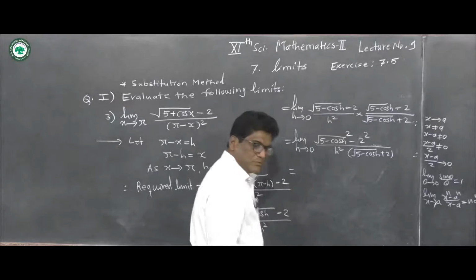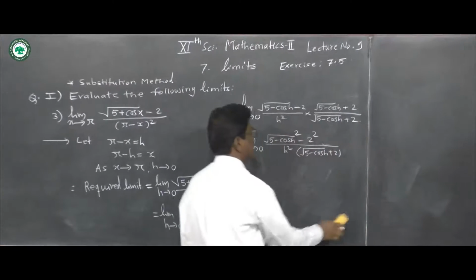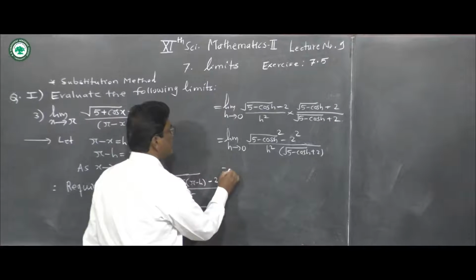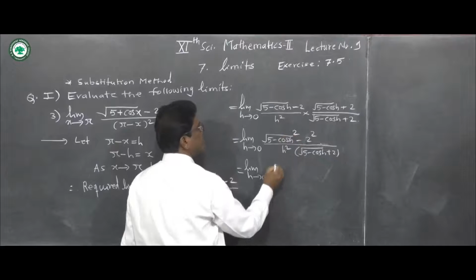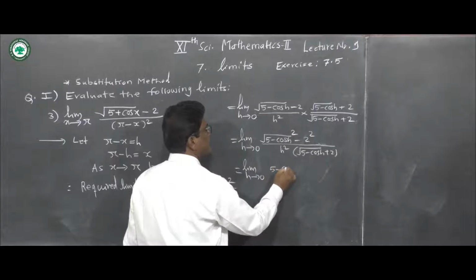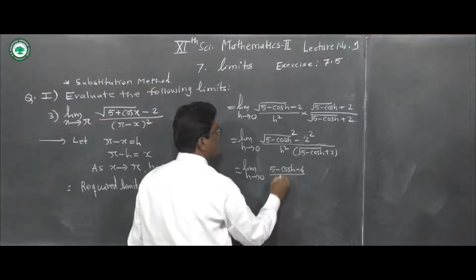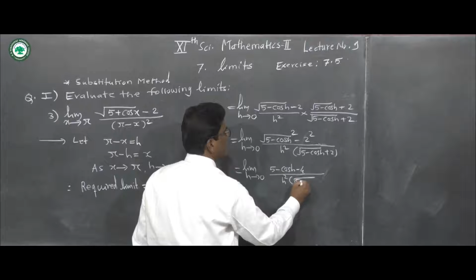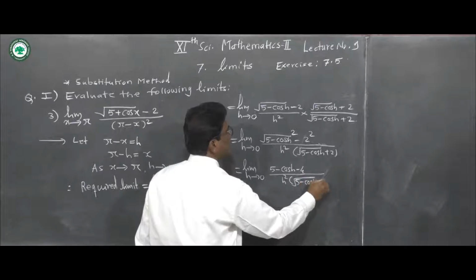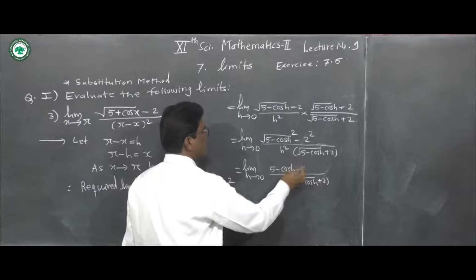So it is equal to limit as h tends to 0. Here the square root and square get cancelled, so it is 5 minus cos h, and minus here 2 square is 4, divided by h square into root of 5 minus cos h plus 2. Now here 5 minus 4, it is 1.